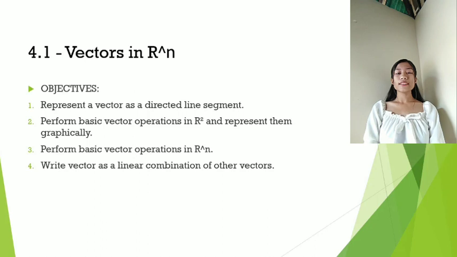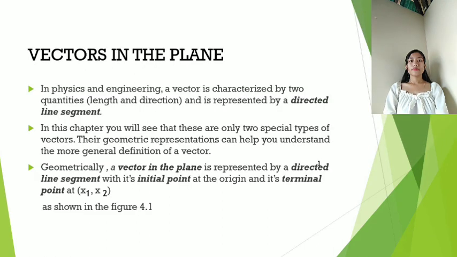So let us discuss the first topic, which is the vectors in R raised to n. Here are the four objectives. First, represent a vector as a directed line segment. Second, perform basic vector operations in R raised to 2 and represent them graphically. Third, perform basic vector operations in R raised to n. And the last one is write vector as a linear combination of other vectors.